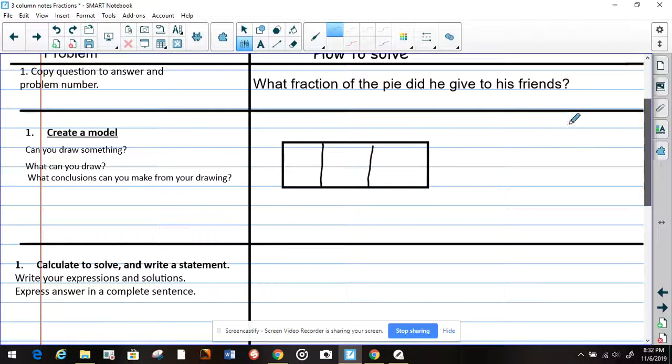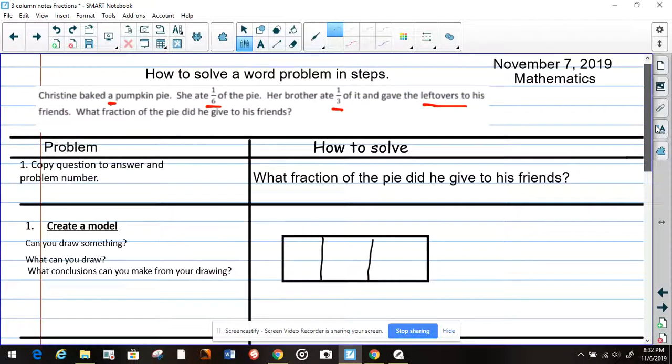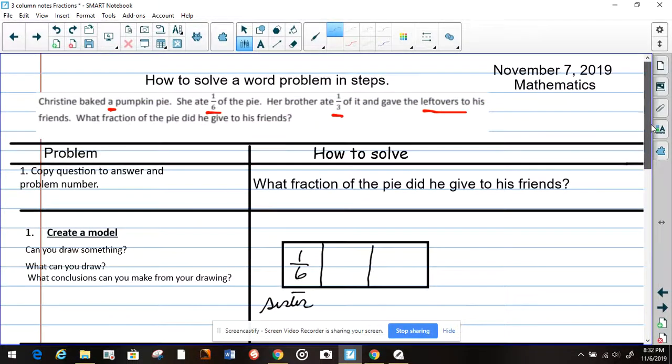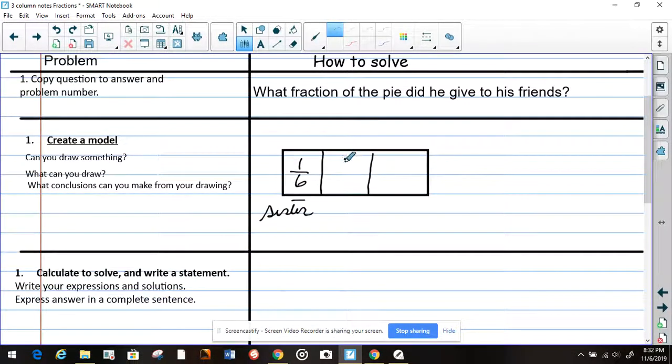So now we know that the sister ate how much? She ate 1/6 of the pie. So sister, she ate that's the pie. So that's the sister. Okay, that's Christine, the one that baked the cake. If you look at the next part, it's the brother. He ate 1/3. Brother. He must have been a little hungry. We don't know who ate more, but we'll find out. And then the rest of it was given to the friends. So we don't know how much was given to them. We know that it was the leftovers.